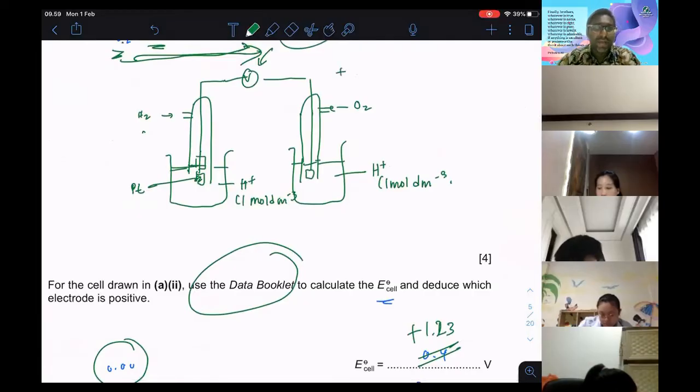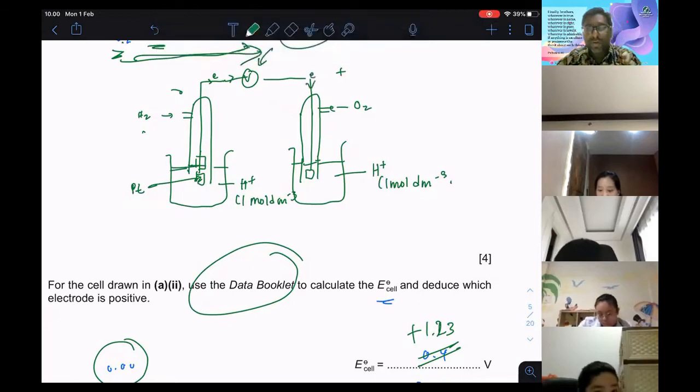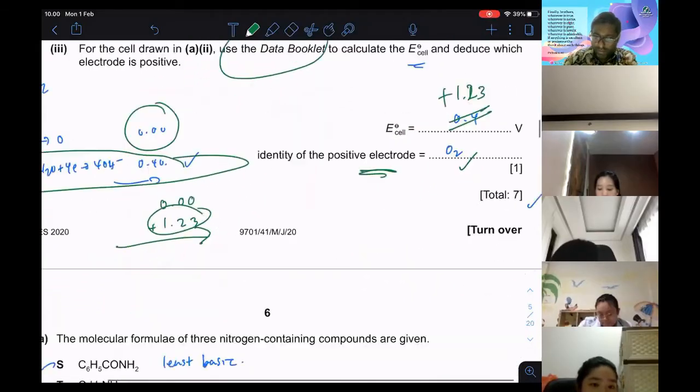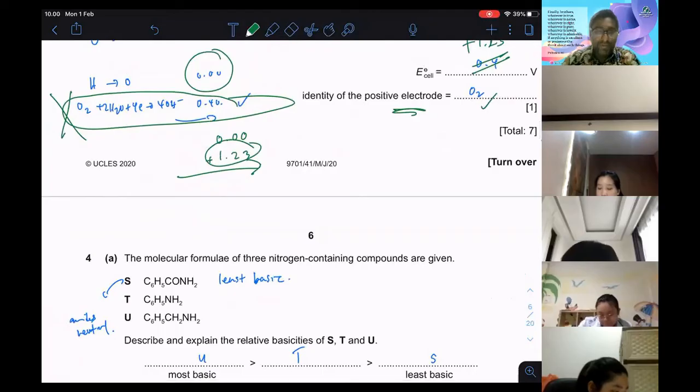The negative terminal is where the electrons come out. So the electrons will go here. This is the negative terminal, the hydrogen. The electrons will go here, and then they will be received over here. So that's going to be the positive electrode. Please remember that, it is very important. Now it's already 10, so we only managed to discuss 3 questions.